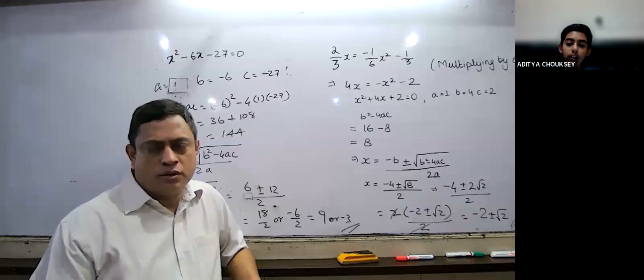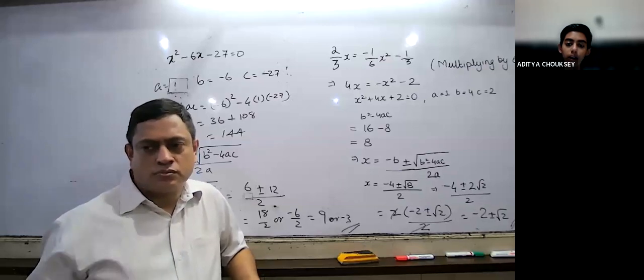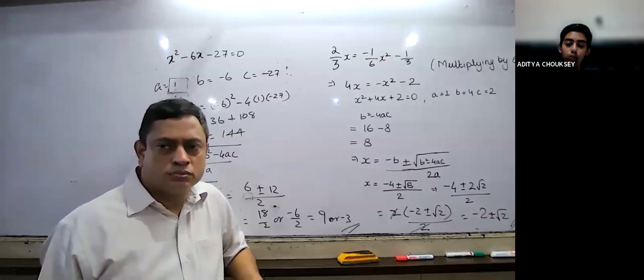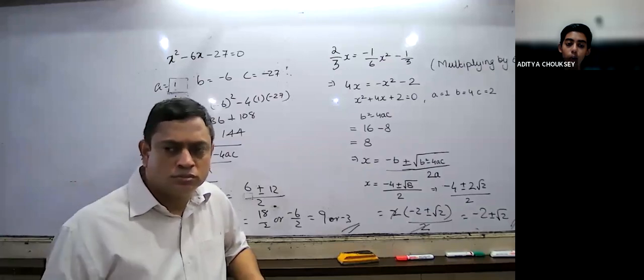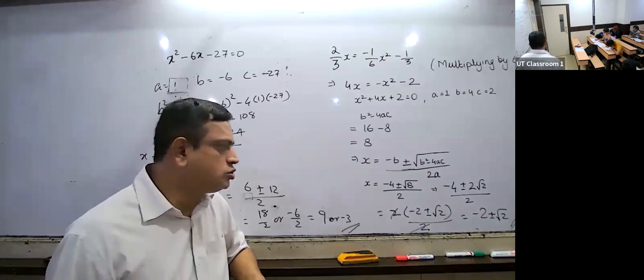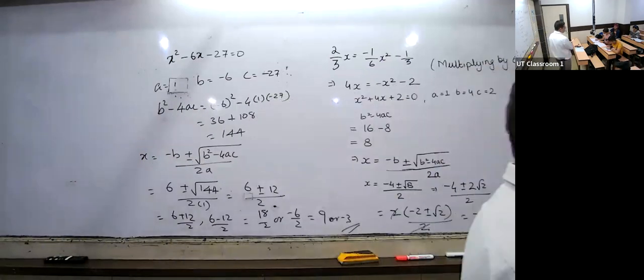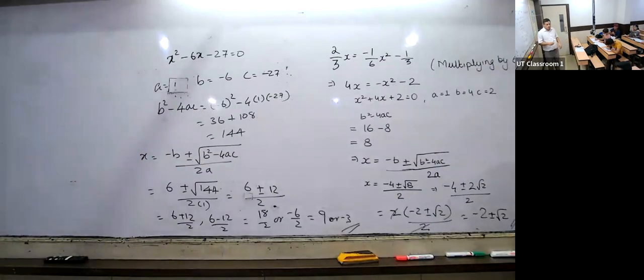Sir, can you explain how you got minus 2 plus minus root 2 by root 2 for the last step? The value of root 2, when it is given in the table, you can substitute. Generally, they will give it in the table. So then substitute the value of root 2 and simplify. What is your problem, Aditya?